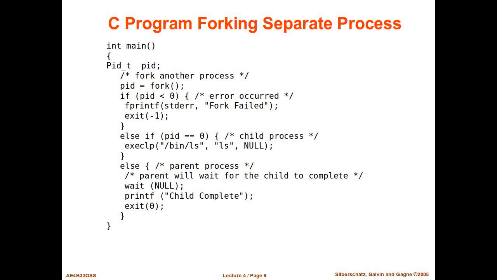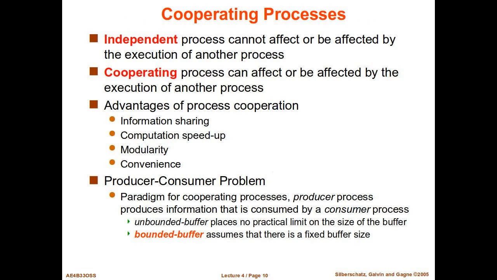For execution, parent and children may execute concurrently, or a child may execute and the parent may wait for it to terminate. Address space: a child may have its own address space or may have a duplicate address space of the parent.